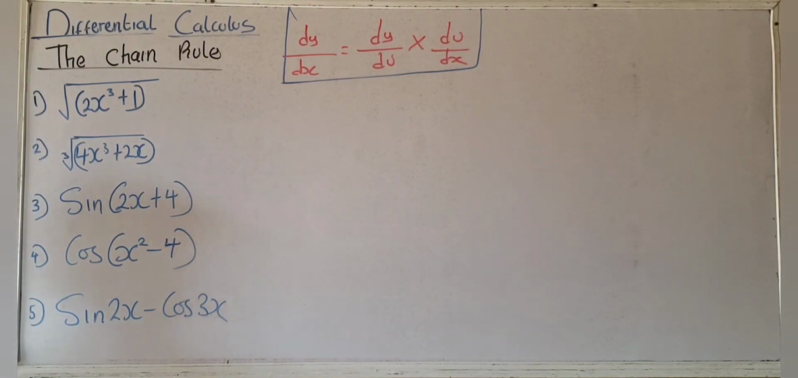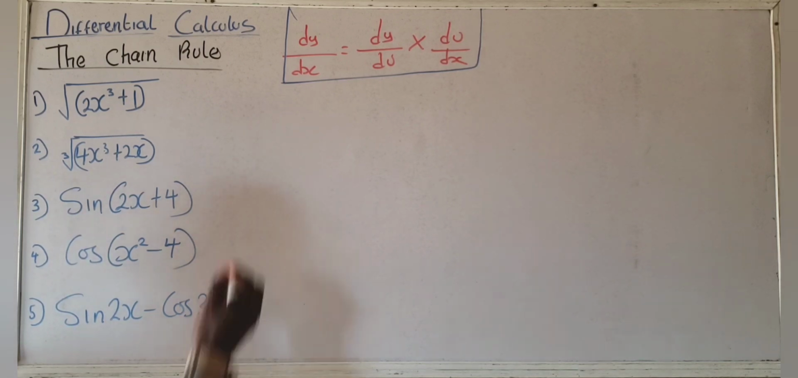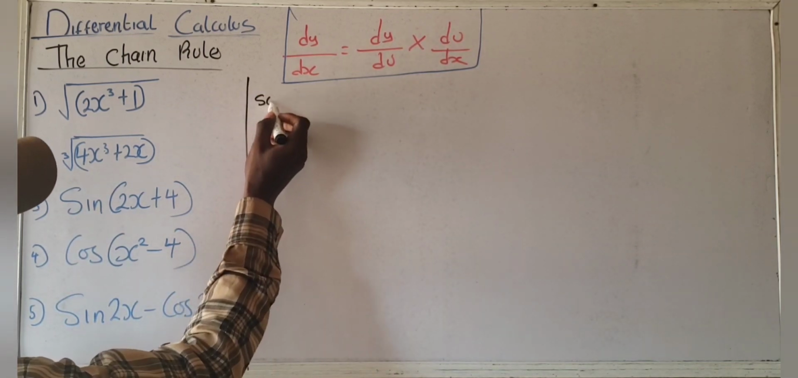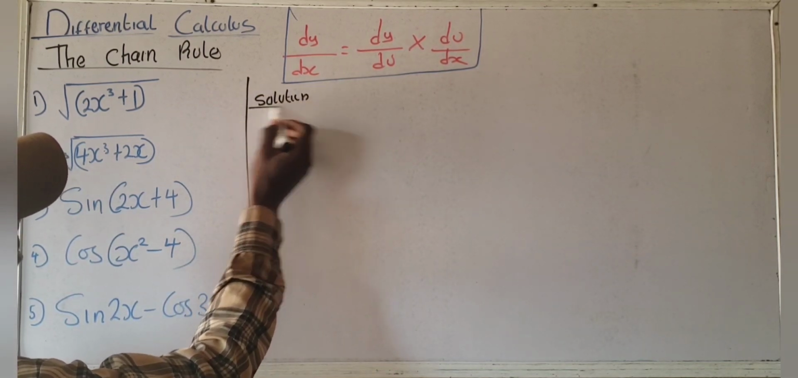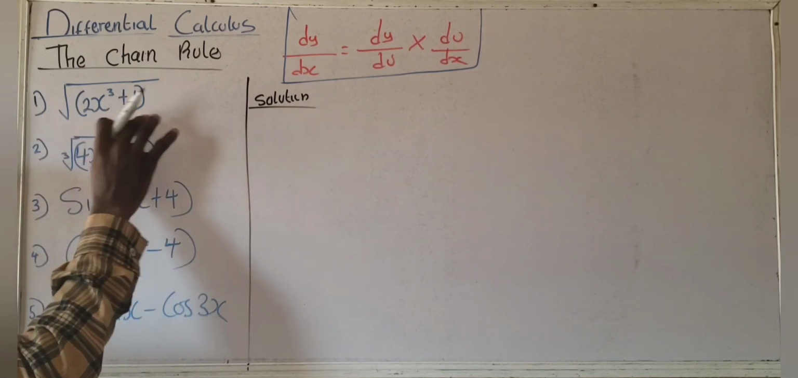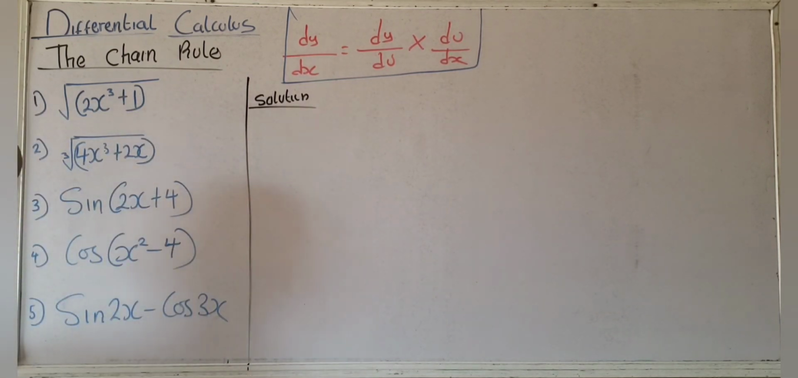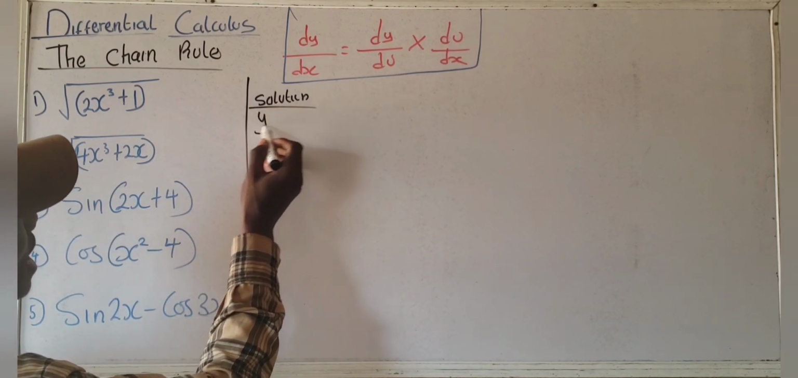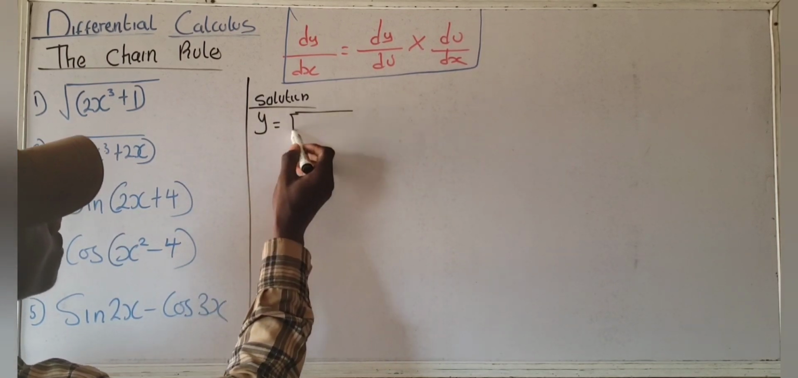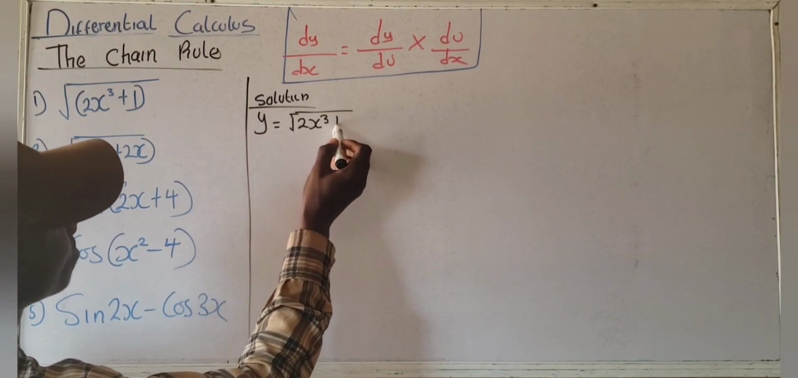Okay, so let's start with the first question. Solution. We are asked to find the derivative of the square root of 2x raised to the power of 3 plus 1. Let y equal the square root of 2x raised to the power of 3 plus 1.